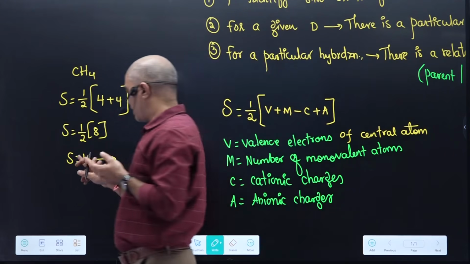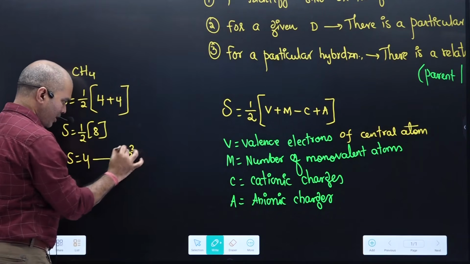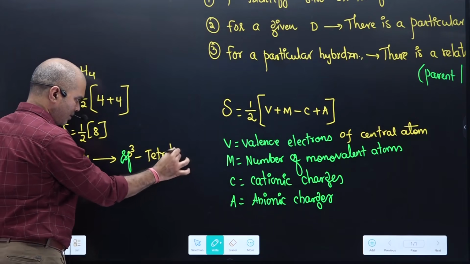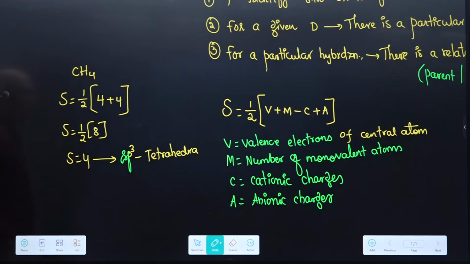Okay? So here I got 4. Once I get 4, blindly you put sp3. sp3 means tetrahedral. Done. This is how you can derive the steric number. Once you get the steric number, you get the corresponding hybridization and the geometry.